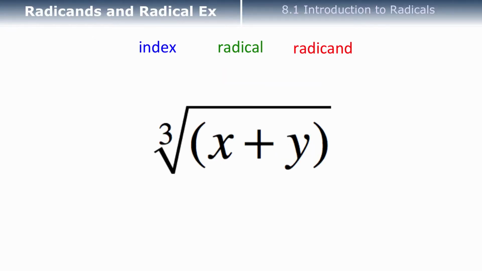Now when we're looking at radicals, we looked at a specific case of a square root, but radicals can come in any kind of roots.